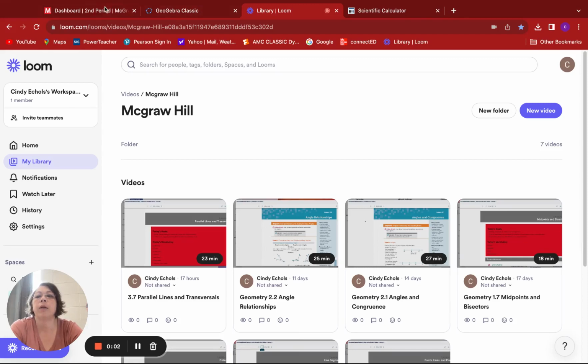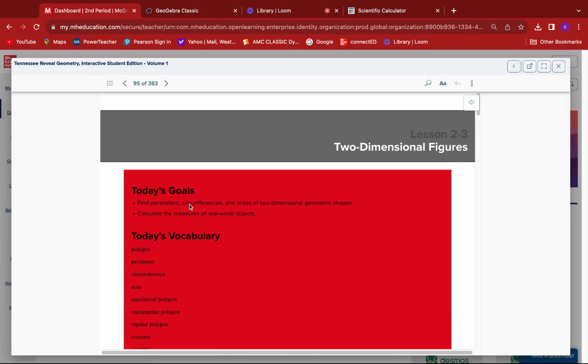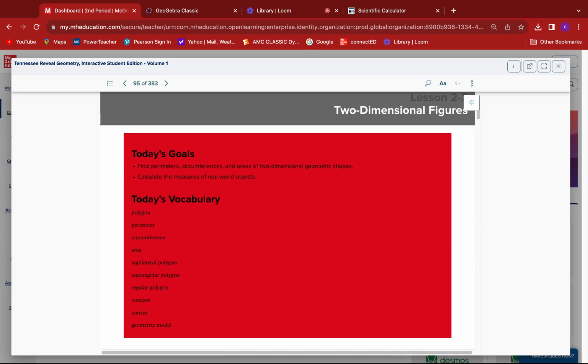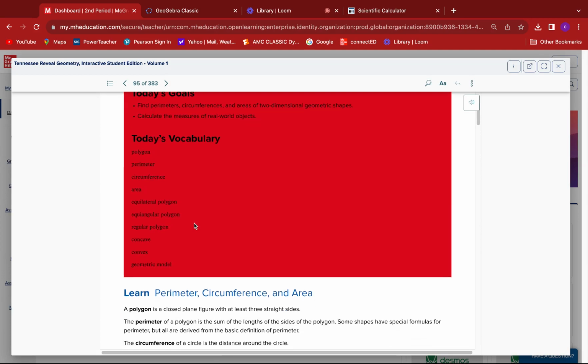Hey everybody, we are getting ready for the next lesson in Tennessee Revealed Geometry, which is lesson 2-3, two-dimensional figures. This is where you're going to learn your area, perimeter, and I got some tricks for you as we go. All right, so let's get into it.